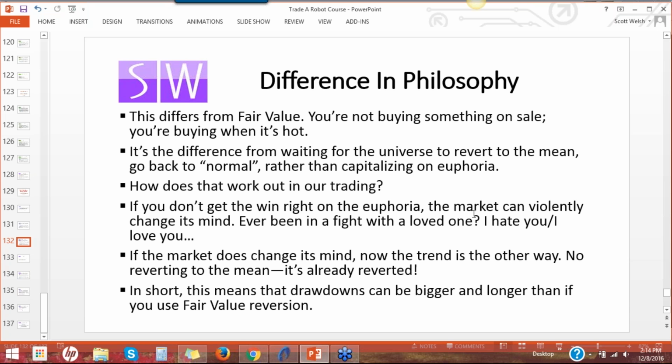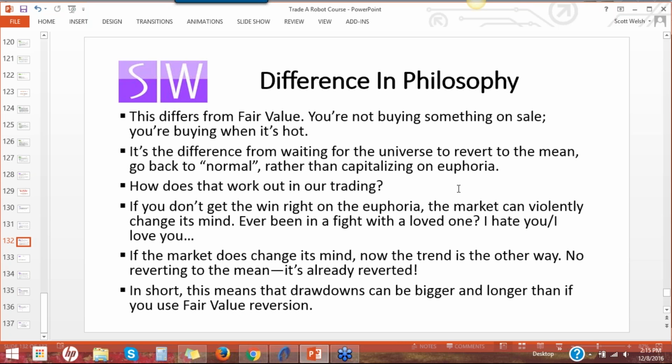There's one universal truth, and that is things revert to the mean. Well, this isn't doing that, right? This is going for the breakout. This is going when the stove is burning, not waiting for a reversion. Got it? So how does that work out in our trading? Okay. Well, if you don't win right away, right as the euphoria is happening, the market can violently change its mind. Or maybe you're trading at exactly the moment.